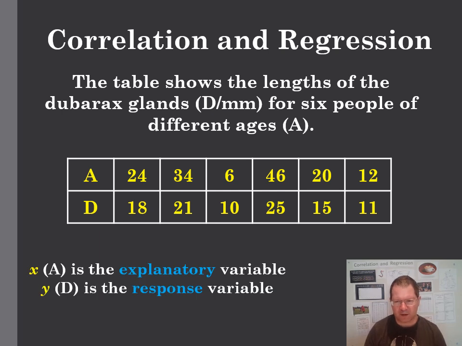Note that when we have two sets of data and we're comparing them, X is the explanatory variable and Y is the response variable. Response because that's what we are actually measuring. So these people may have come in to see their doctor, for example. Their age was a given, but then their Dubrex gland was measured.